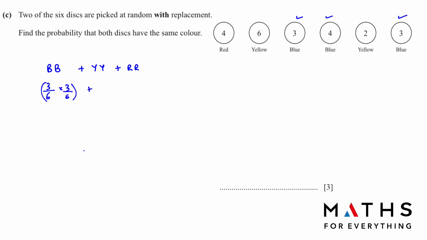And yellow we have 1 and 2. So 2 over 6 multiplied by 2 over 6. Red is 1. 1 over 6 multiplied by 1 over 6. Remember, the probability stays the same because we are replacing it. We just have to put the whole thing in the calculator and we will get the answer 7 over 18.